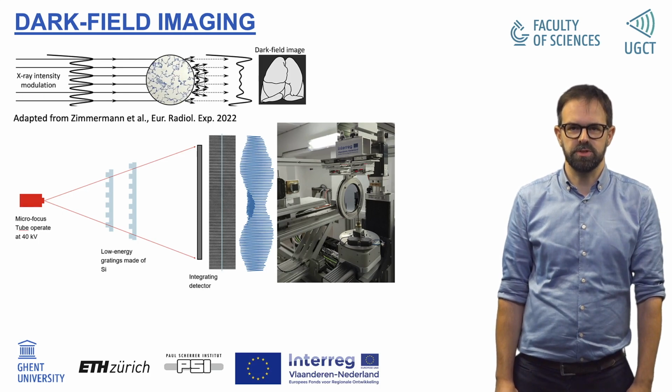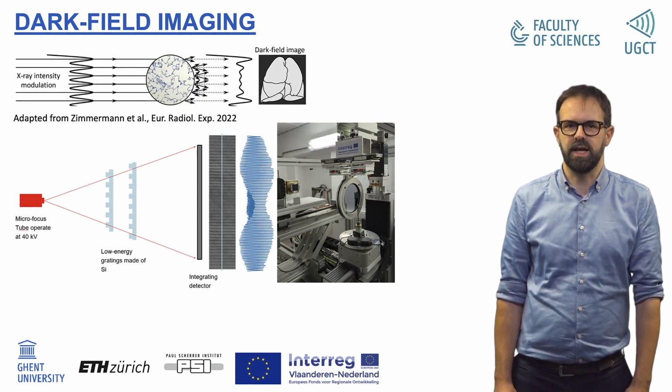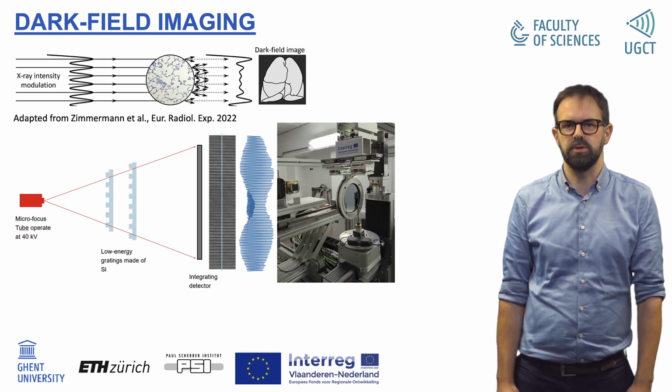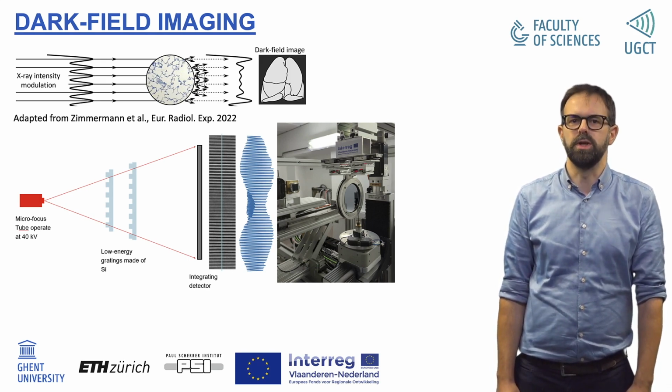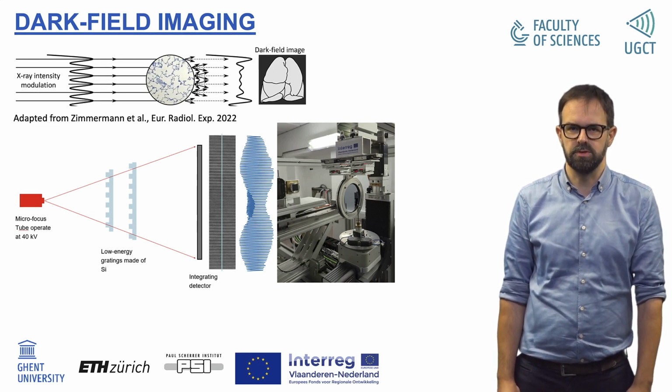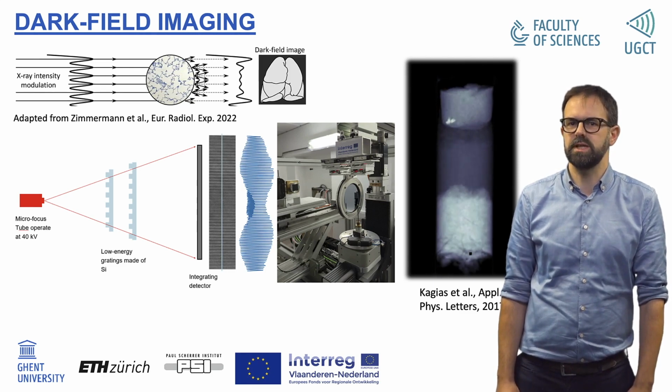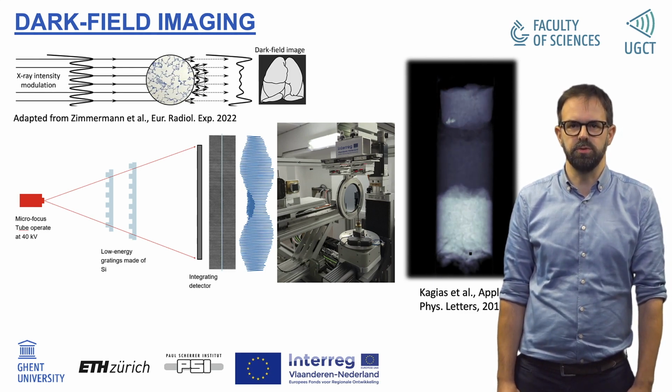Another alternative contrast method is dark field imaging. Based on small angle scattering of the X-rays, this modality highlights small features within a certain size range. This property enables researchers to characterize materials with nanoscale features within a much larger scale volume of interest, like battery electrode materials. Together with researchers from ETH Zurich, we investigate this modality with a so-called dual-phase grating interferometer.